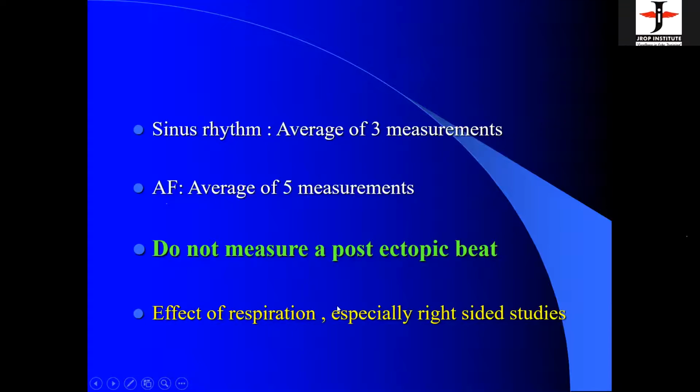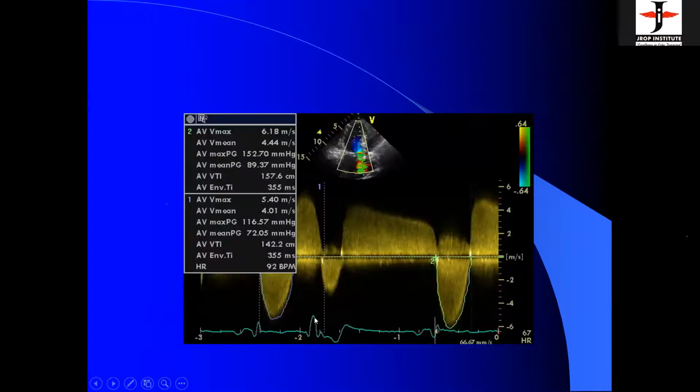So just to give an example, this is an ectopic beat. Now, just to give an example, the peak velocity was 116. After the ectopic beat, it was 152. And it is an ectopic beat. So after an ectopic beat, avoid measuring, because this will give you a high velocity.